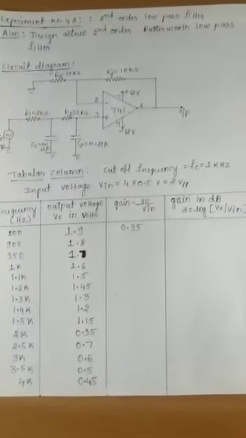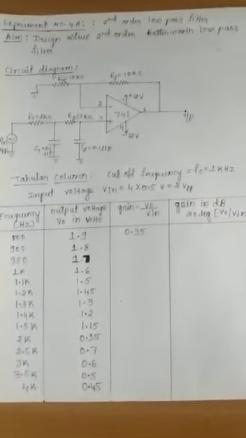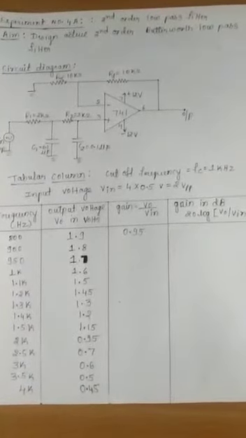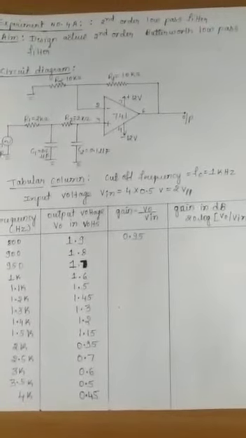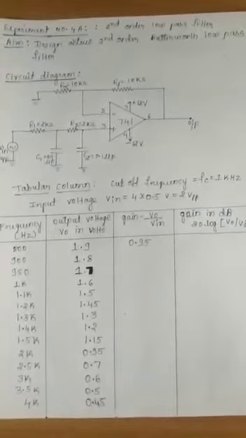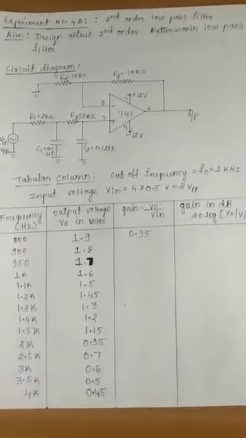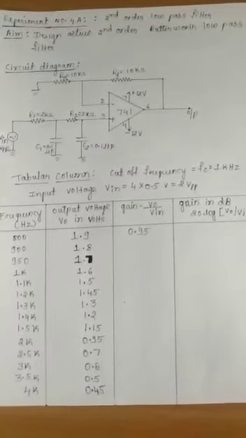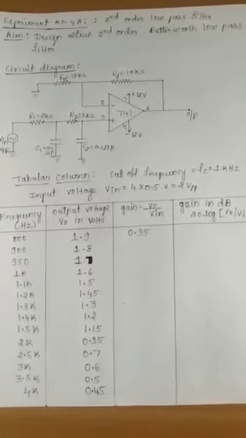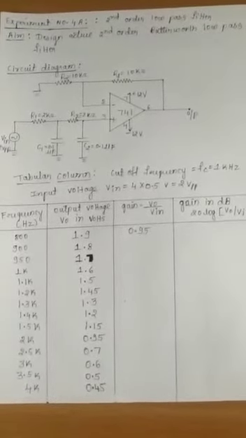Here it is a second order Butterworth filter, therefore we are connecting two pairs of RC, that is R1 C1, R2 C2. Here C1 and C2 we have taken the same values as 0.1 microfarad, R1 and R2 as 2 kilo ohms, R3 as 10 kilo ohm, and R4, the feedback resistor between pin number 2 and 6, 10 kilo ohm. Output we are measuring across pin number 6 in the CRO.